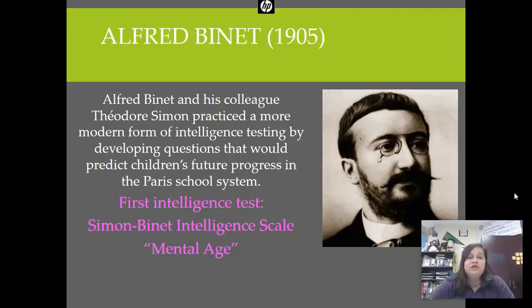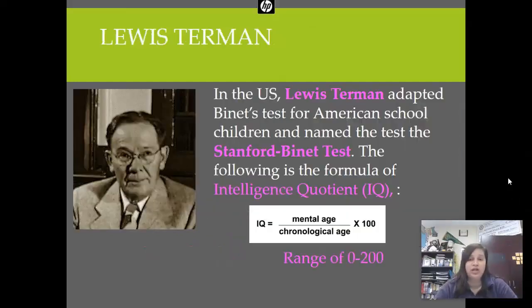A little bit later, Alfred Binet in France comes along, and with his colleague Theodore Simon, they are tasked with the job of coming up with an intelligence test that will figure out which children in the Paris school system need extra help. So theirs becomes the very first intelligence test, the Simon Binet Intelligence Scale. And the thing that was different about this one was that it identified a mental age, and that became the idea that your mental age might not actually match your chronological age.